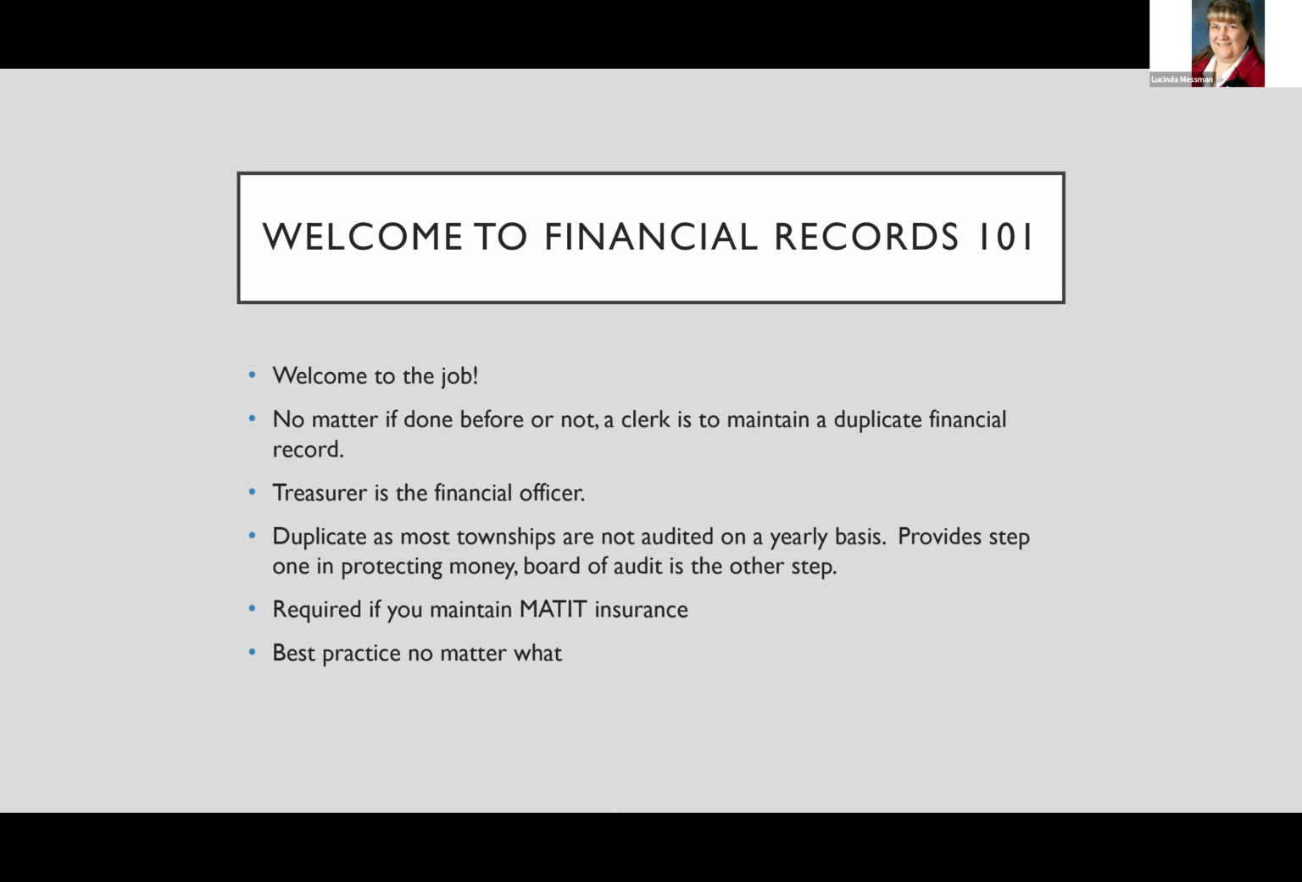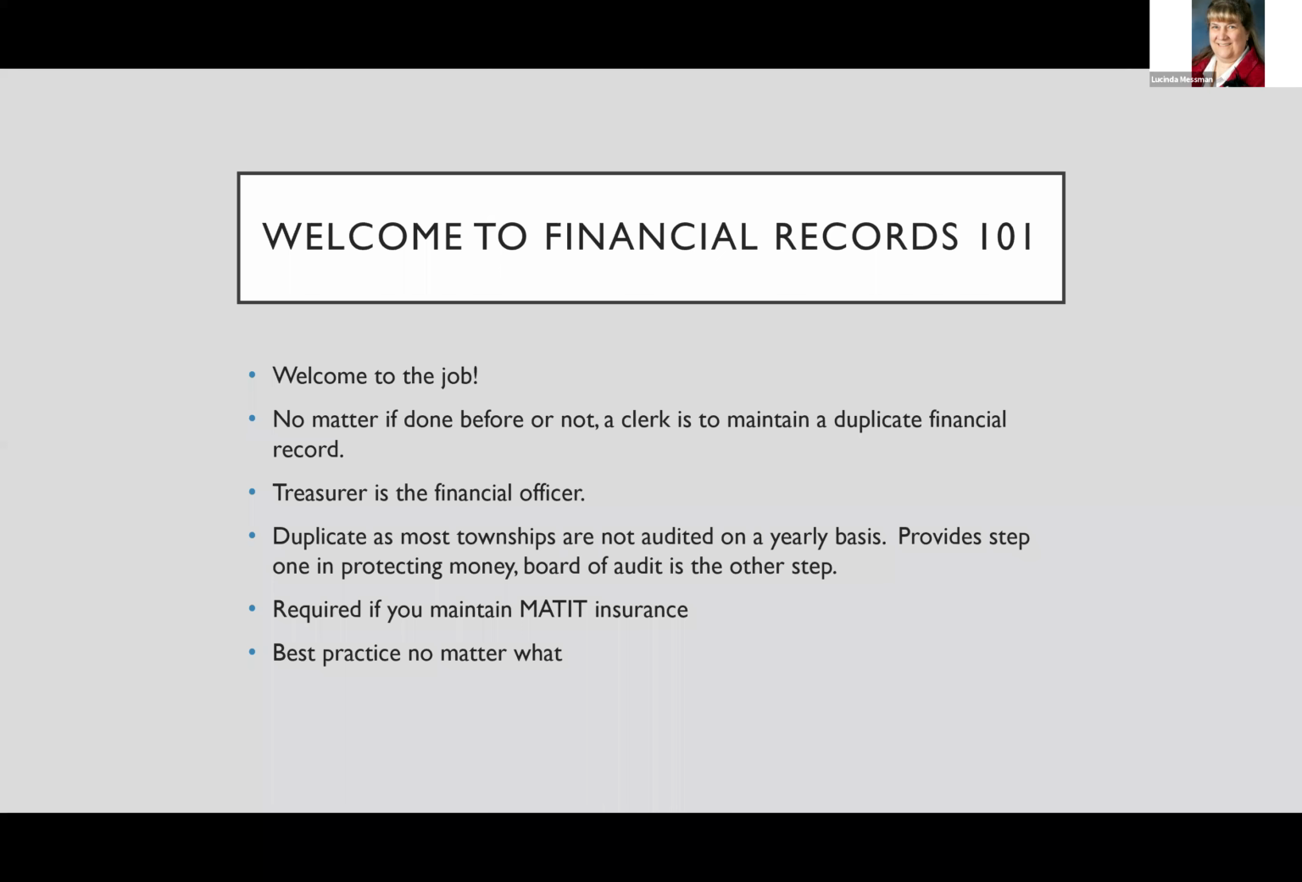Who knew you had to do them as a clerk? I don't care if you've done them before or not. The clerk is to maintain a duplicate financial record. The treasurer is the financial officer of the township. That hasn't changed. Now, duplicate is required because most townships have elected clerk and treasurer, and they aren't audited on a yearly basis. That's one of the reasons this duplicate record is so important. It provides the first step in trying to get some separation of the duties, get 2 people looking at the books, show that they match.